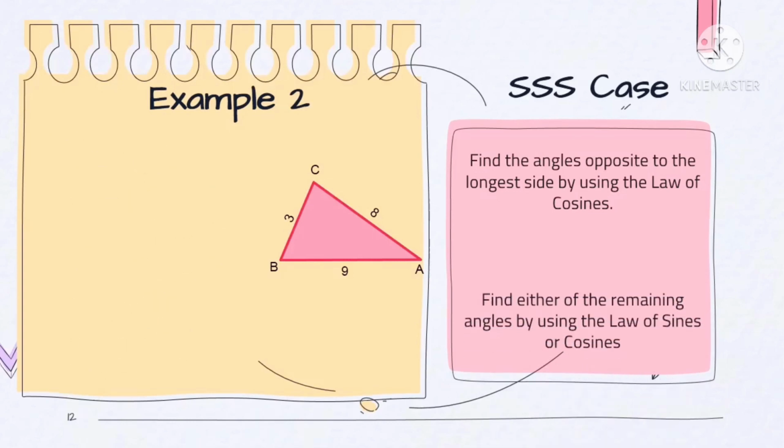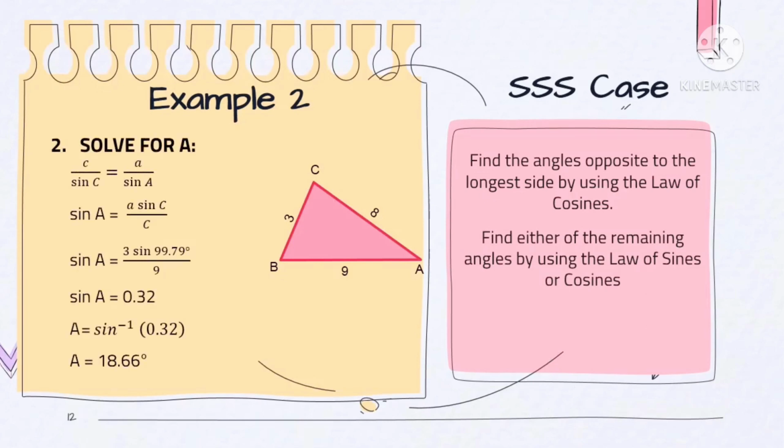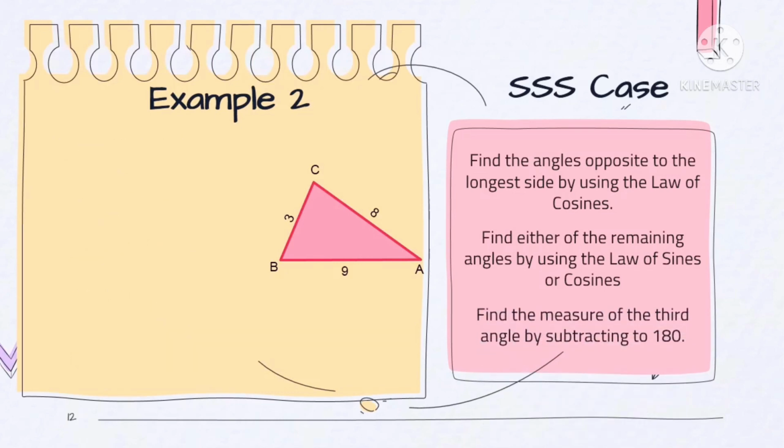The next step would be finding either of the remaining angles by the law of sines or cosines. Again, we used the law of sines for easier calculation. Perform the basic calculations once again, and we would come up with an answer of 18.66 degrees. For the last step, subtract all the angle measurements from 180 again, and we would receive 61.55 degrees.